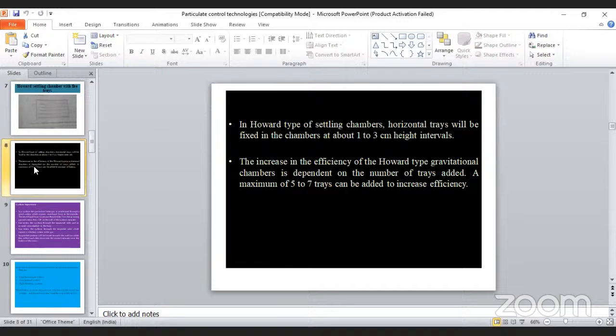A condensed form of hydrocarbon will be in a sticky form. Then that sticky form is quite difficult to remove. So we have to be careful when we are doing this process also. Maximum we can use 7 trays only to get the maximum efficiency. So this is about the gravitational settling chamber.